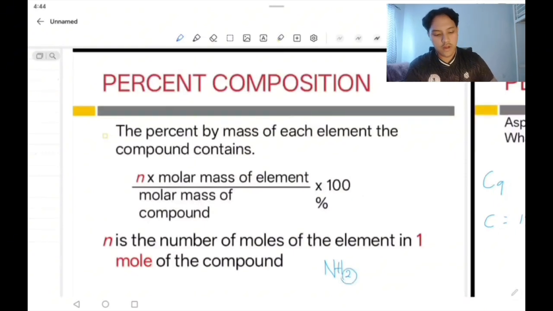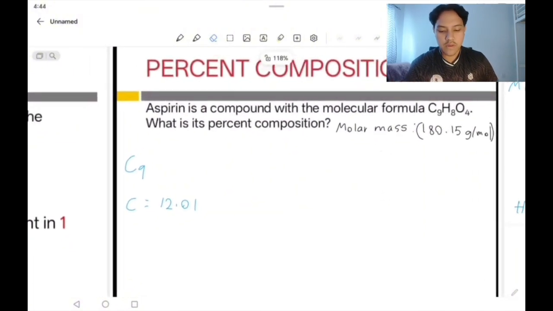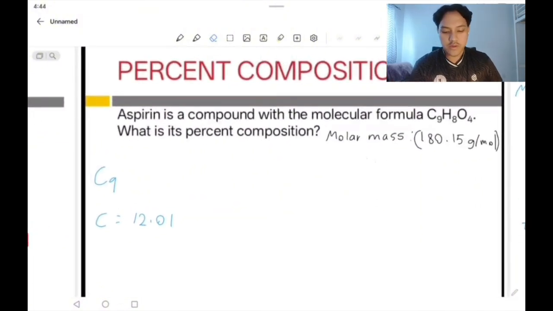Without further ado, let's jump to the question. Here is one of the questions for percent composition. It states here, aspirin is a compound with the molecular formula of C9H8O4. What is its percent composition? I have already determined the molar mass of the compound is 180.15 grams per mole.